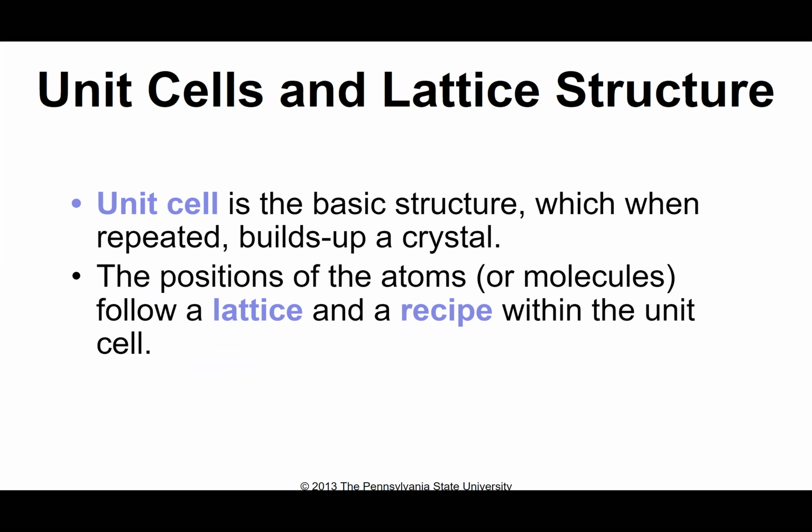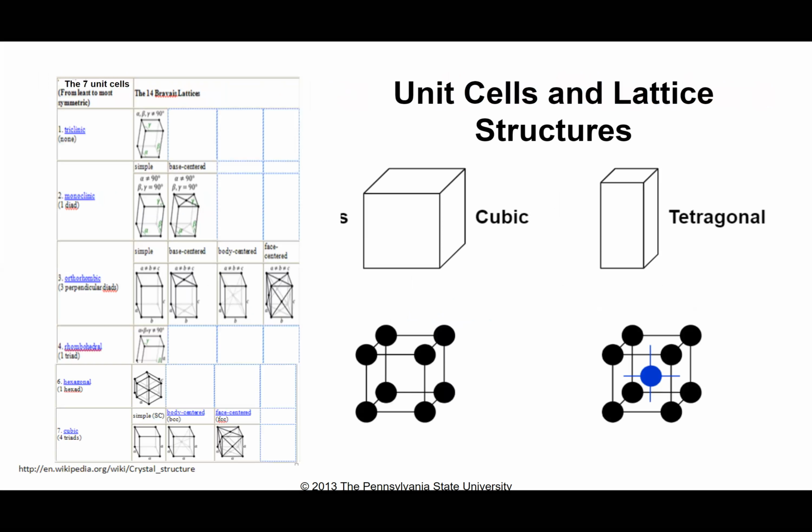Another term that you might use for crystalline solids is a unit cell, which is basically the smallest component of the repeating pattern. And then the lattice structure itself is, well, what is the pattern in that smallest unit cell? And so here's an example.